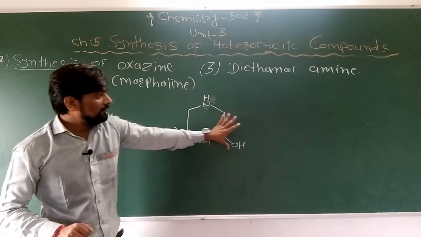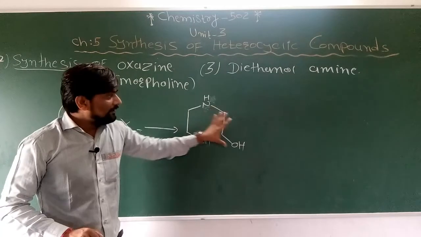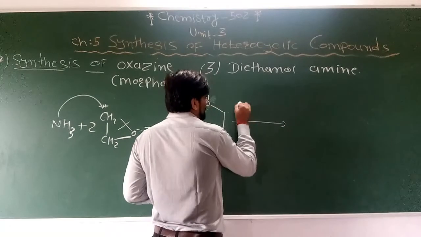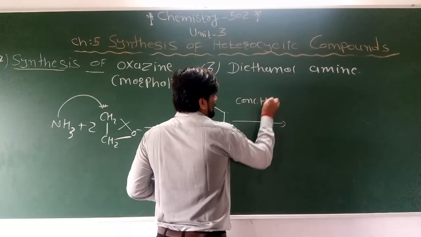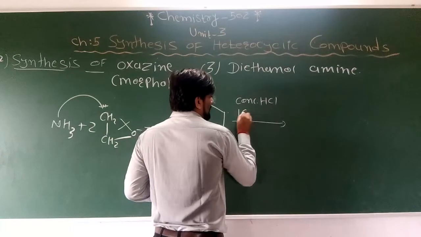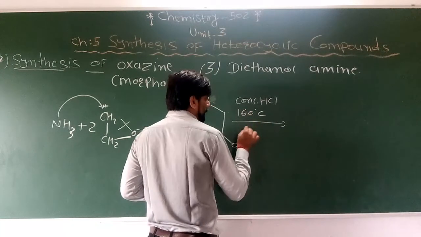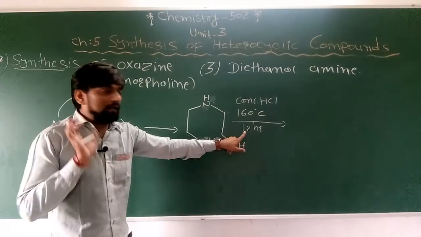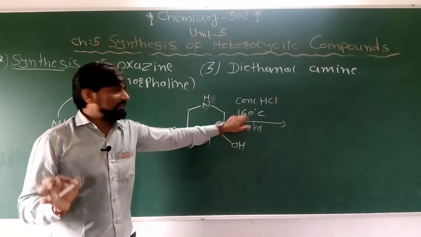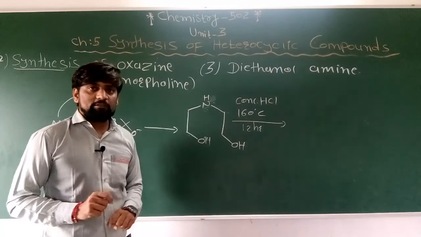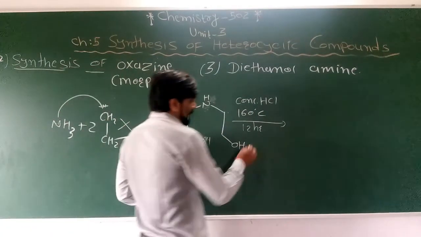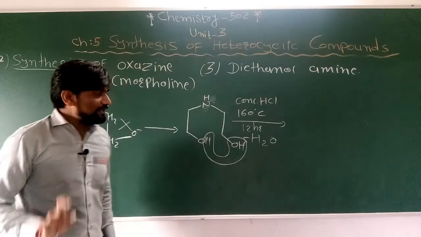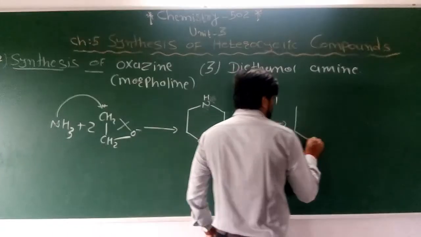This is ethanol, this is also ethanol, that's why it is a diethanol amide. This diethanol amide will react in the presence of concentrated HCl at 160 degrees Celsius for 12 hours. The reaction completes at 12 hours and 160 degrees Celsius in the presence of concentrated HCl. At that time, this H2O, here OH, here H, this H2O will be removed and morpholine will be formed.